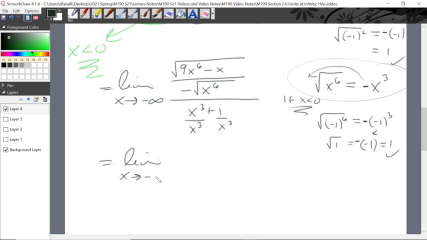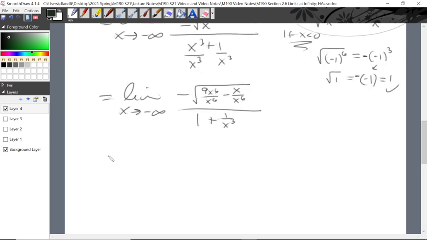So the limit as x goes to negative infinity now. Let's push this inside of that square root. I'm going to put the negative in front of the square root. Then inside the square root we have 9x to the sixth over x to the sixth. We're now dividing minus x by x to the sixth as well, minus x over x to the sixth. The denominator would be 1 plus 1 over x cubed. Let's clean that up a little bit, and then we'll run the limit.